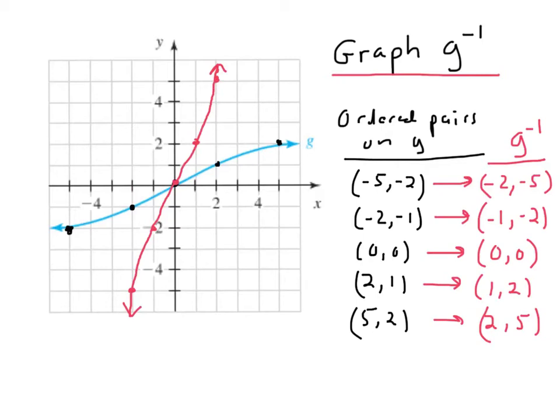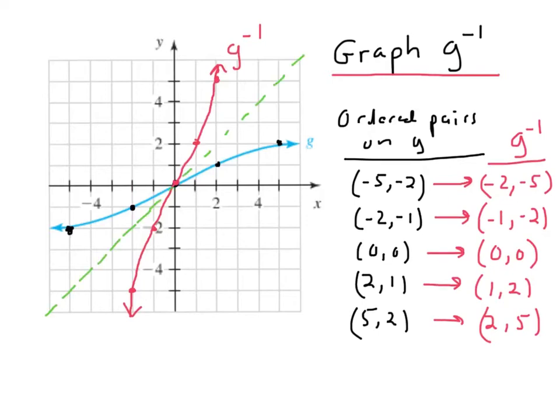So if we have the graph of the original function given to us, we can just go down and find several ordered pairs that are on that original graph, and then interchange the x's and the y's, and then we can plot those. And that's an easy way to get the graph of the inverse function. So I'll label that one g inverse.